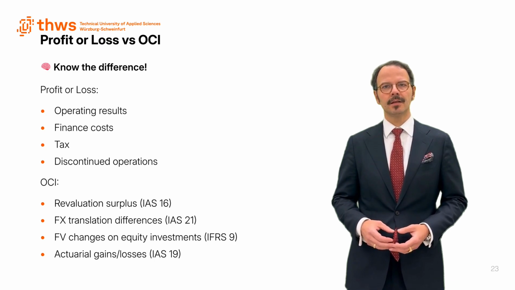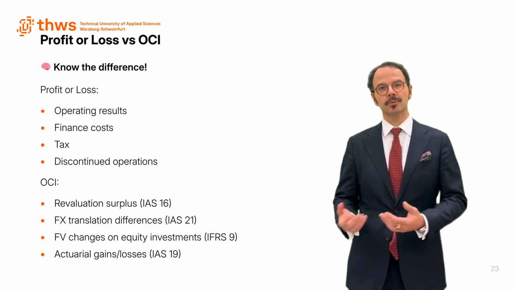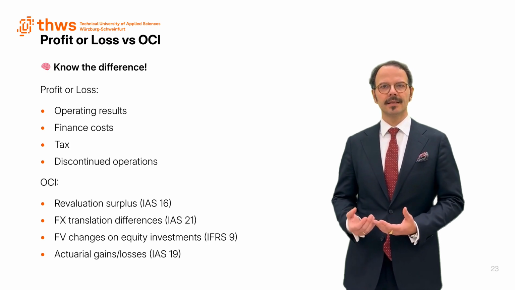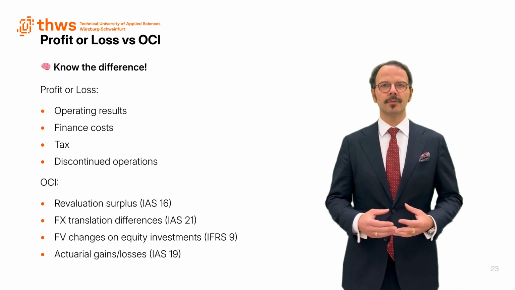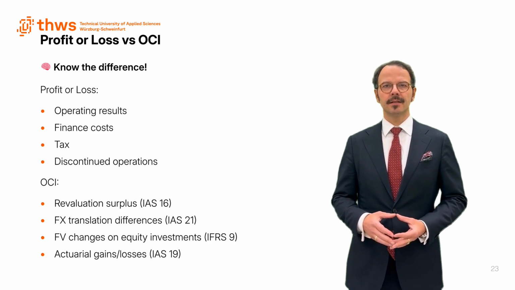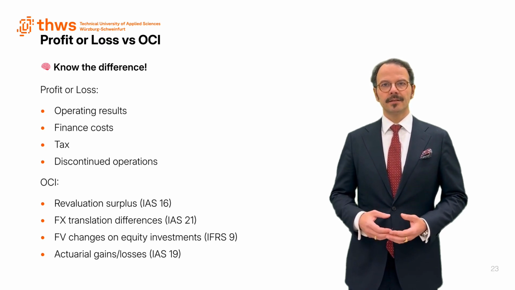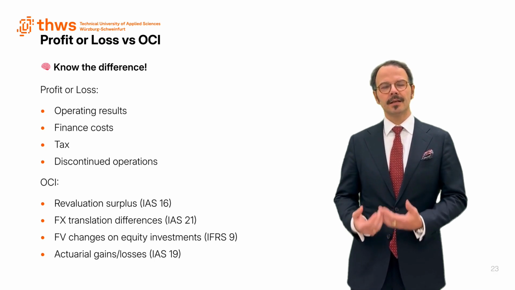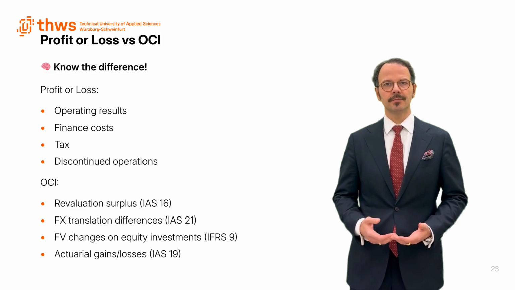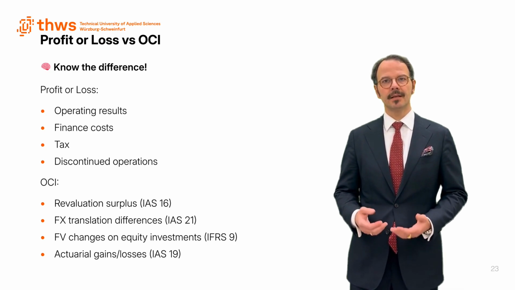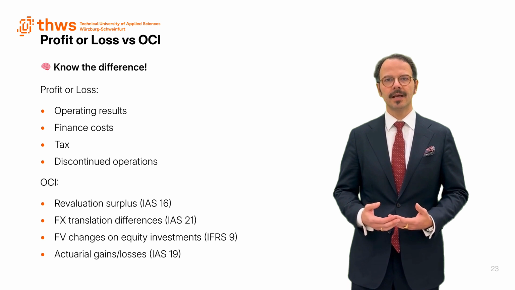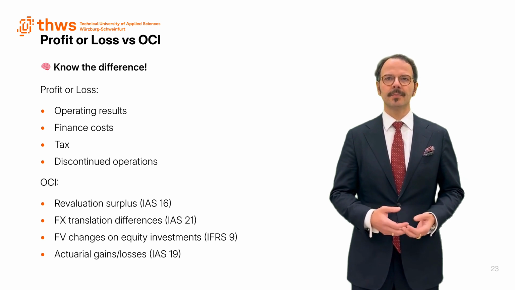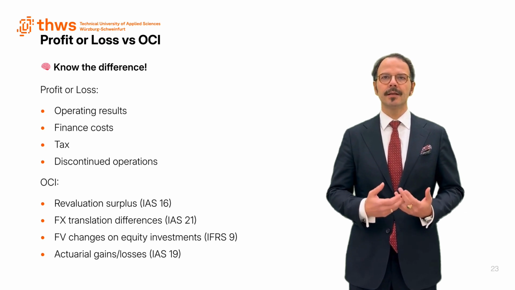OCI, on the other hand, includes items that don't go through profit or loss, like revaluation gains on assets under IAS 16, foreign currency translation differences under IAS 21, fair value changes on certain equity investments, IFRS 9, actuarial gains or losses from pensions, IAS 19. Some OCI items may be reclassified to P&L in future periods, others will never be. That distinction matters and should be clearly presented.